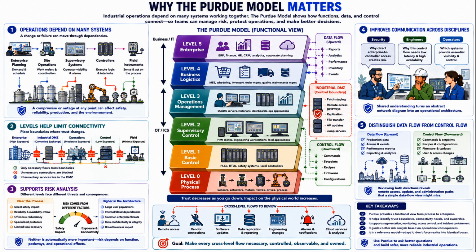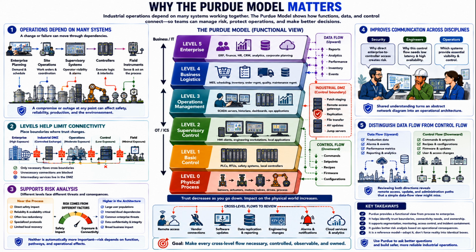The model improves communication between disciplines. Security teams can explain why direct enterprise-to-controller access creates risk. Engineers can explain why a control flow requires low latency or high availability. Operators can identify which systems provide essential visibility. These conversations turn an abstract network diagram into an operational architecture.